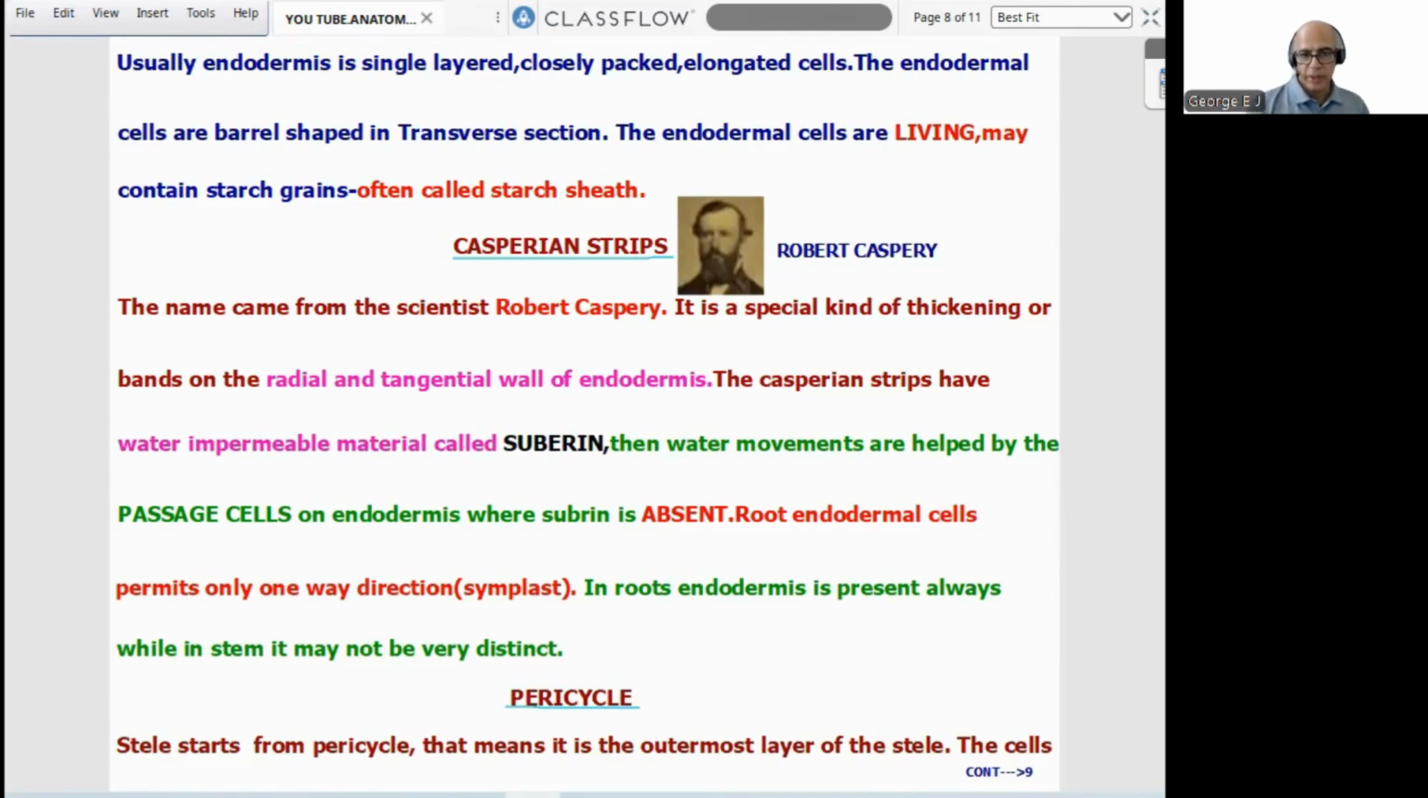Now, what is a Casparian strip? It is a special kind of thickening or band on the radial and tangential walls of the endodermis. That is an important question. Casparian strips have a water-impermeable material called suberin. Another important question: what movements are helped by passage cells? Because suberin will not allow water to pass through, passage cells on the endodermis, where suberin is absent, help.